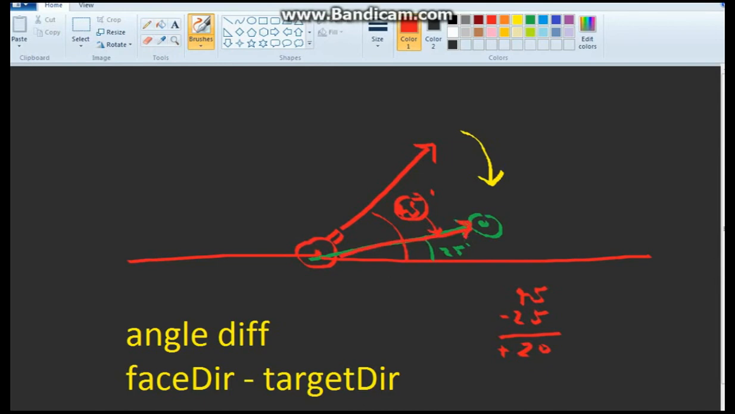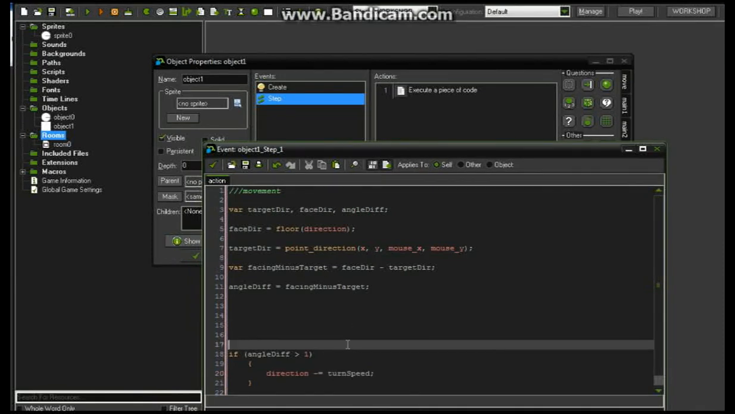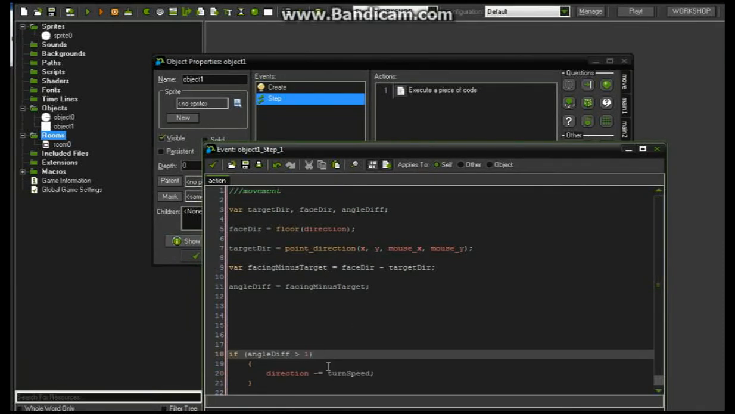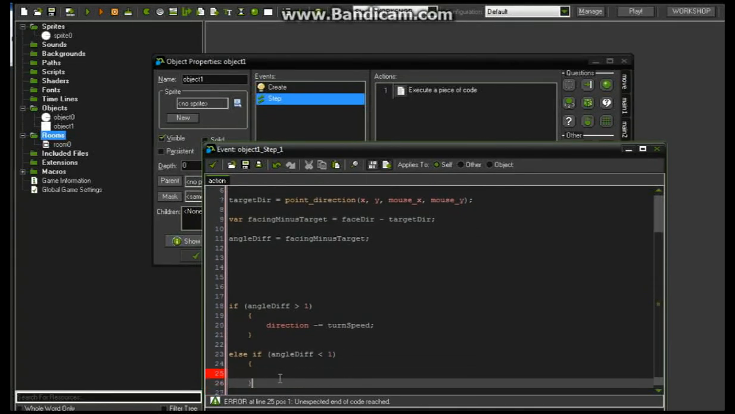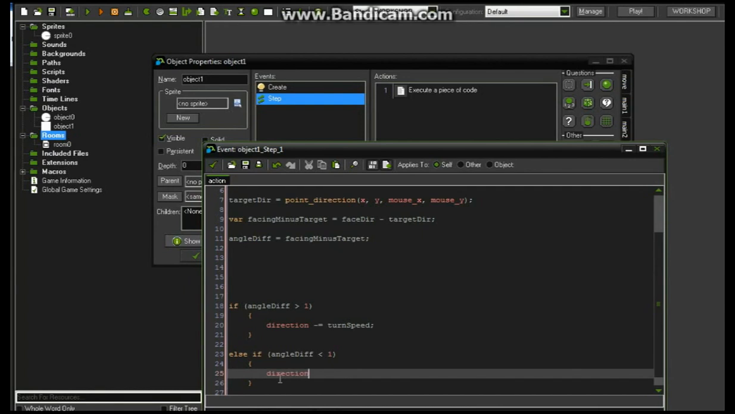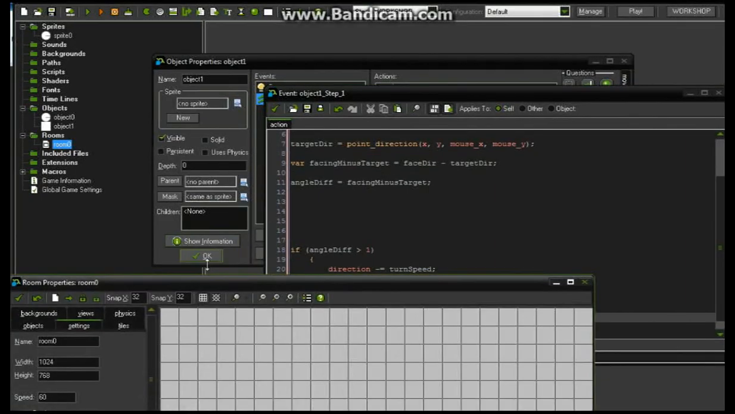So what we're saying here is if our angle difference is greater than 1, if it's a positive number, subtract from our current direction. Otherwise, else if our angle difference is less than 1, in other words, if it's a negative number, then we are going to just do the opposite and add to our current direction by turn speed. Right? Now let's drop this into a room.